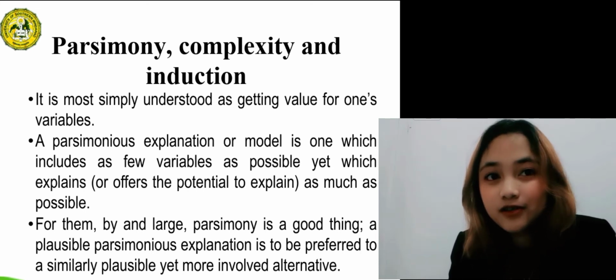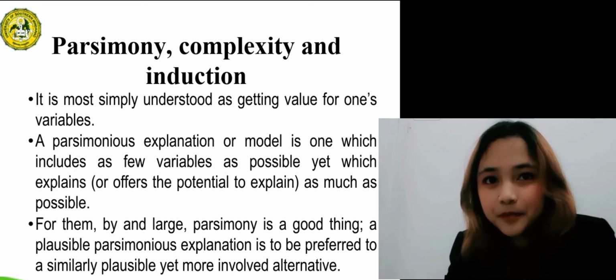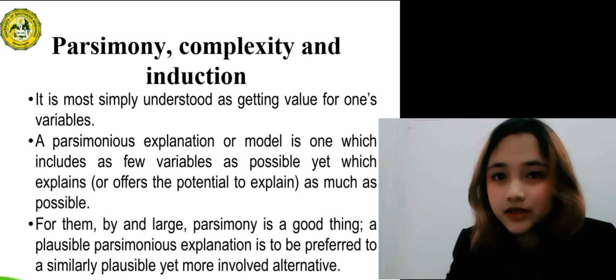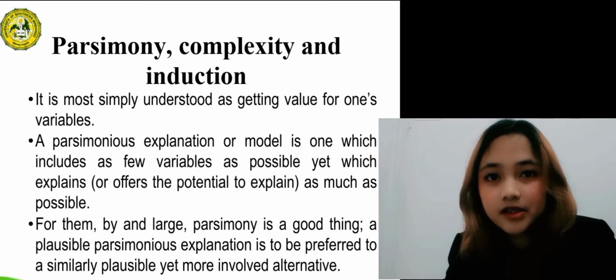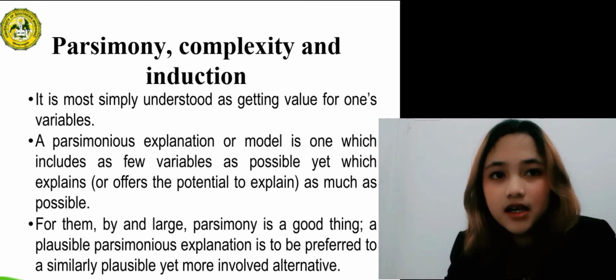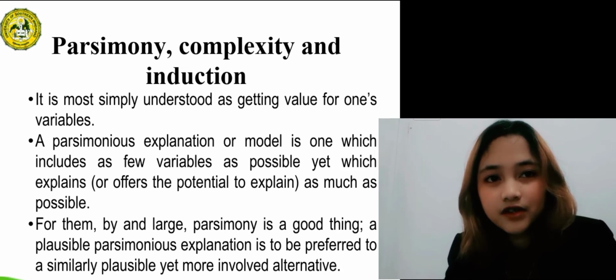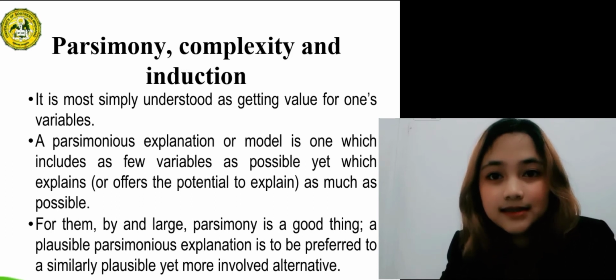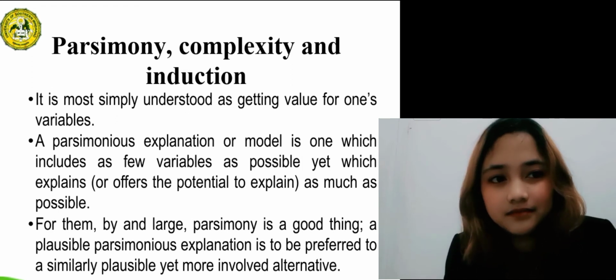It was also noted here that for them, parsimony is a good thing. A plausible parsimonious explanation is to be preferred to a similarly plausible yet more involved alternative, which means that the choice of how many variables to incorporate is precisely to position one's model on the parsimony-complexity axis or spectrum. So some relationships or data sets which behavioralists investigate avail themselves of more parsimonious explanatory models than others.